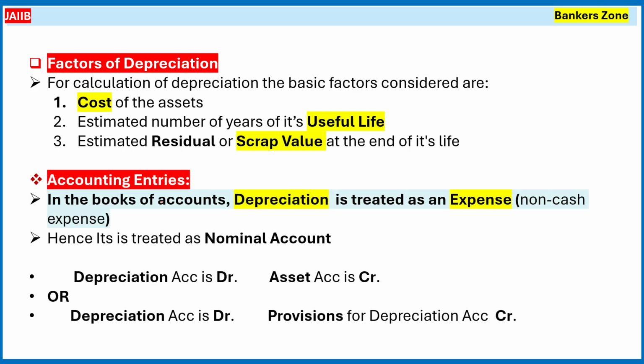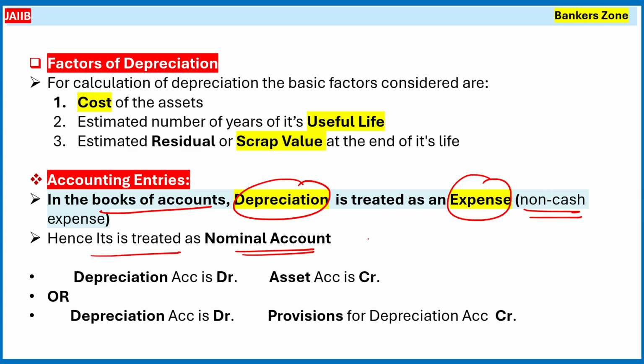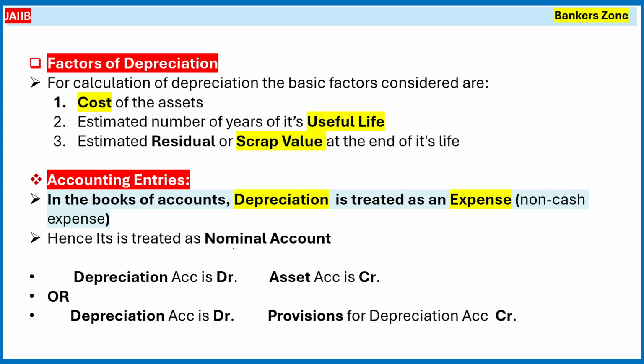Now see, accounting entry. How to do the accounting entry? See, in the books of account, depreciation is treated as an expense, which is a non-cash expense, right? Hence, we will treat it as a nominal account. So we know in a nominal account what do we do? Whatever expenses we debit and whatever benefit or profit we credit, right? So simply this is the nominal account.